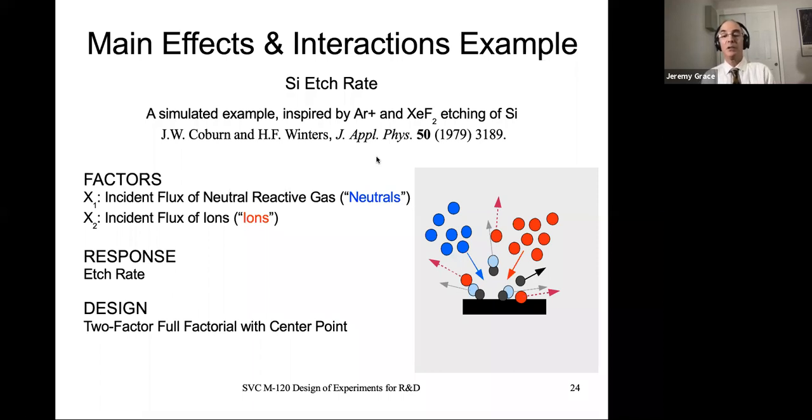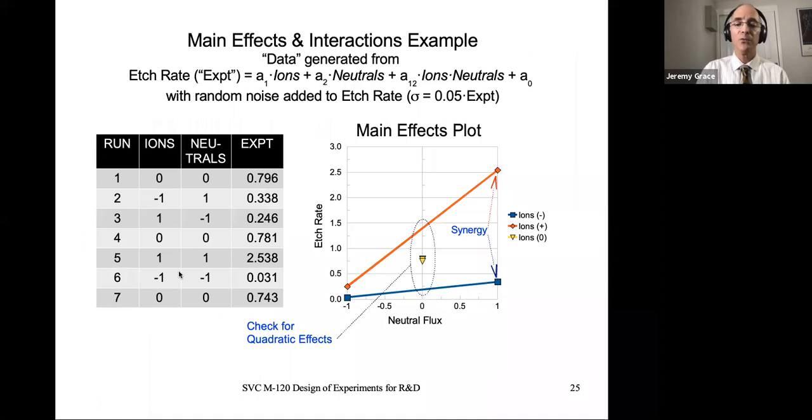This is relevant to the semiconductor industry. And they discovered that these ion and neutral fluxes, when acting together, produced a synergistic effect. So we will generalize this, and I'll use factor X1 as reactive neutrals and X2 as ions, and the response is going to be etch rate. And there are only two factors, so we can do a very economical two-factor central composite with a center point.